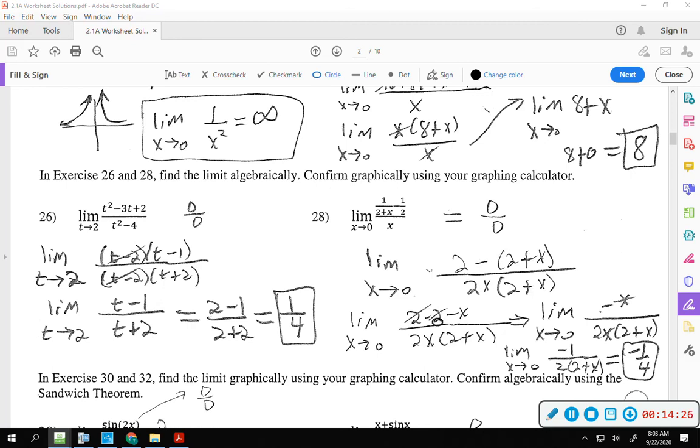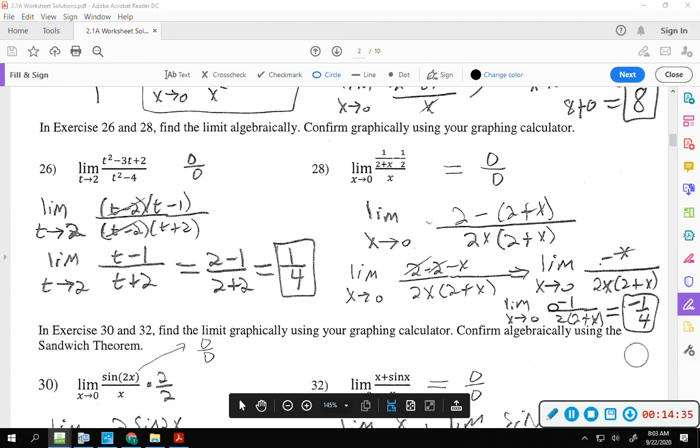Cancel the terms first. Do not cancel terms and factors in the same step. Write it like this, then cancel the factor. Now that x is canceled from the denominator, I can plug 0 in and find a limiting value of negative 1/4.